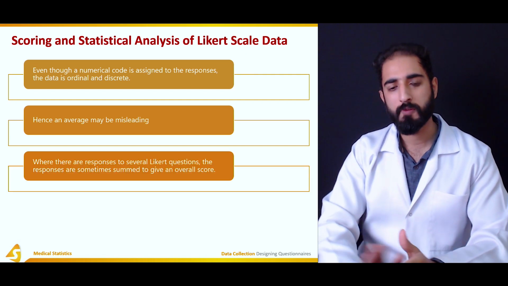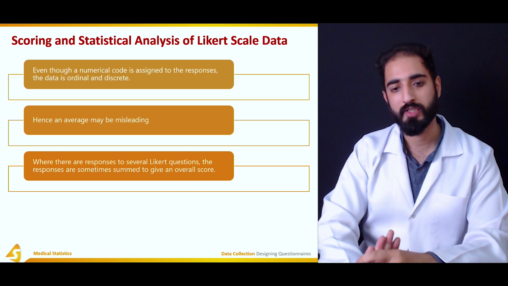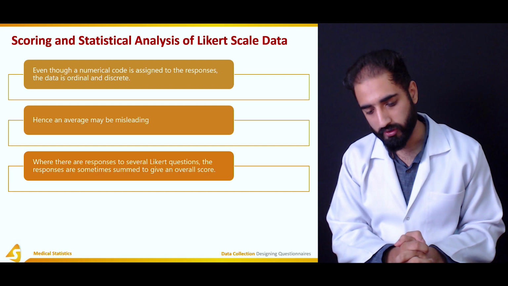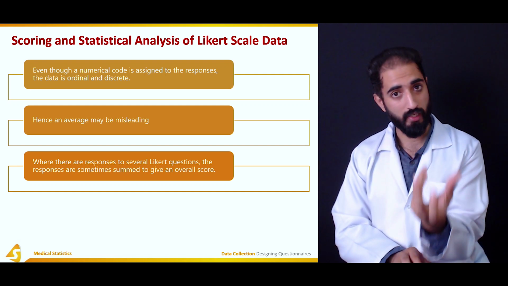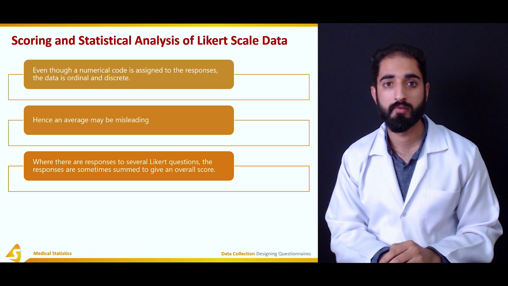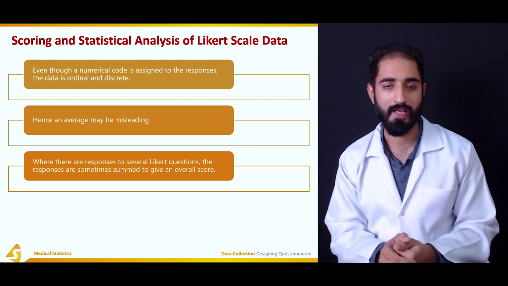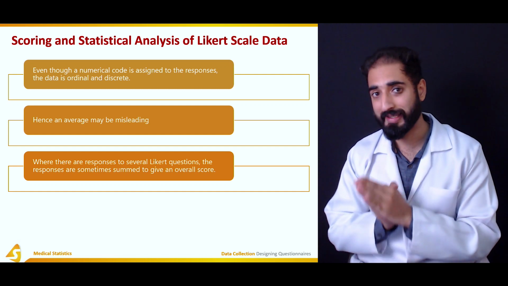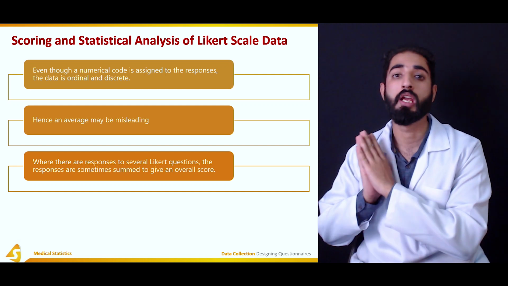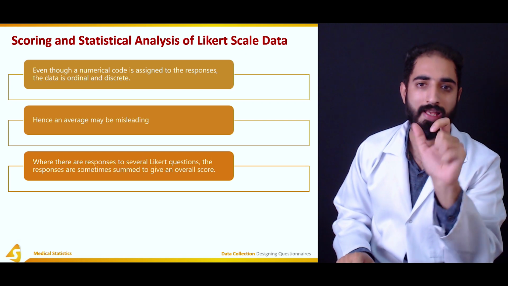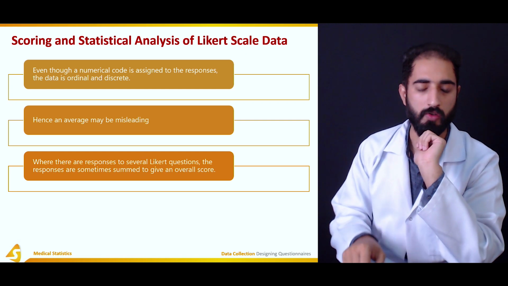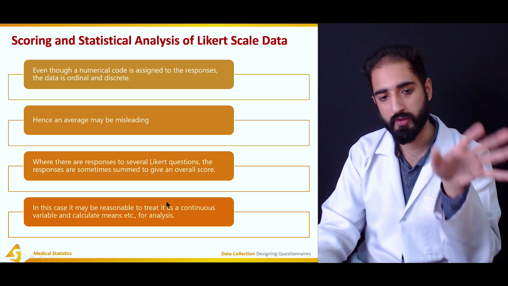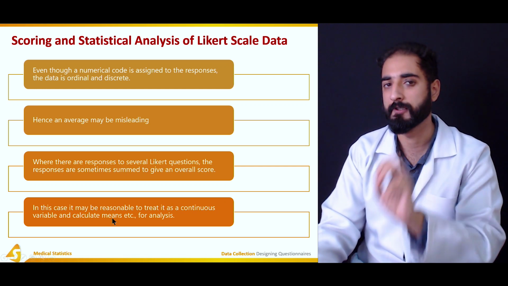Where there are responses to several Likert questions, the responses are sometimes summed to give an overall score, such as in the Neck Disability Index. The Neck Disability Index has a score for the overall questionnaire, and some questionnaires even have a component score. Those scores, on the other hand, can be used as continuous variables, and they can be used for averages, etc. In this case, it may be reasonable to treat it as a continuous variable and calculate means for analysis.